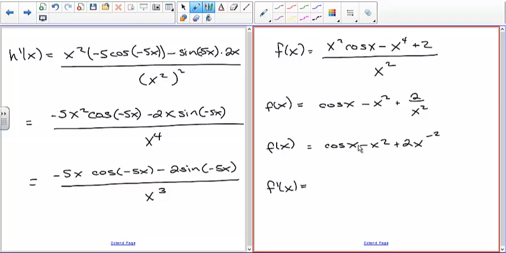The derivative of the cosine is negative the sine. The derivative of x squared is 2x. And here you'll get negative 4x to the minus 3 power. So negative 2 times 2 is negative 4. Reduce the exponent by 1. So then finally we need to get rid of any negative exponents. So we get negative 4 over x cubed. So that's the answer.